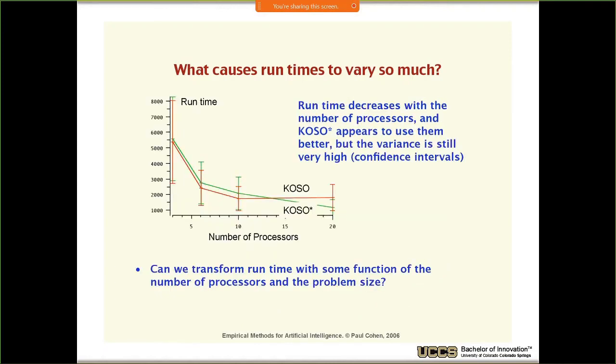So we can then start looking at that and sort of say, okay, what can I do with that information? If I plot them a different way, here is the number of processors and here's the amount of runtime. They sort of all go down as I increase the number of processors. And the green one, COSO star, eventually becomes a little bit faster when we get out here. But COSO, the red one, eventually is larger with a larger variance.